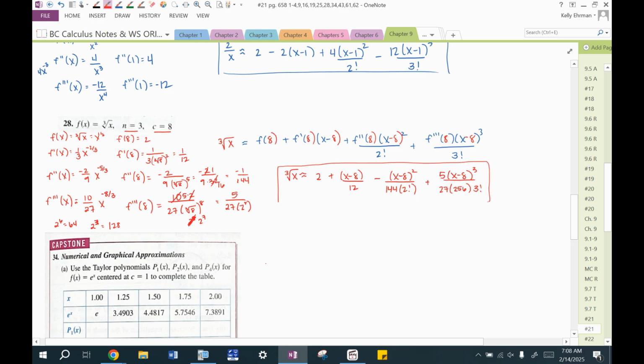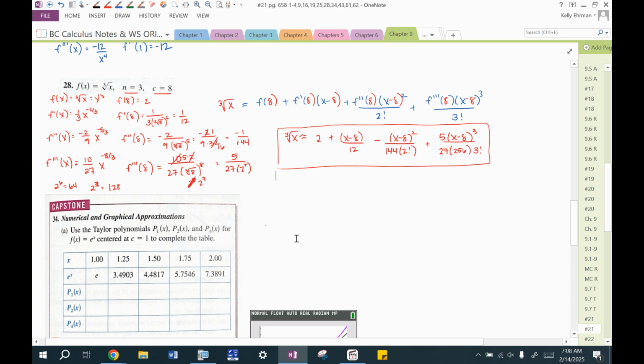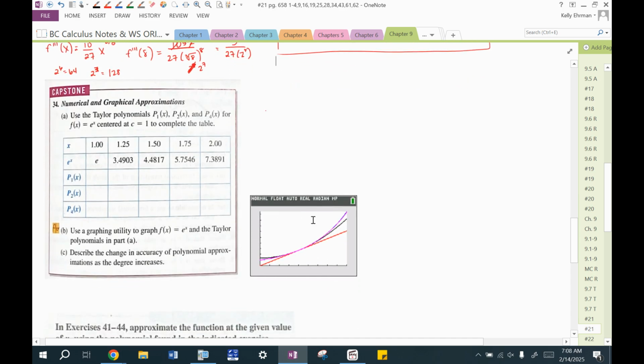And you could have left this as 10 over 2 to the 8th, 3 factorial. And you could leave it 2 to the 8th too if you wanted to, with the 27 in there. All right, what does this say? Use the Taylor polynomials P1, P2, and P4 for e to the x centered at 1 to complete the table.